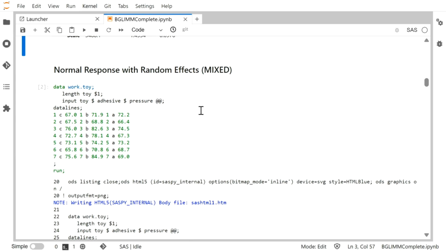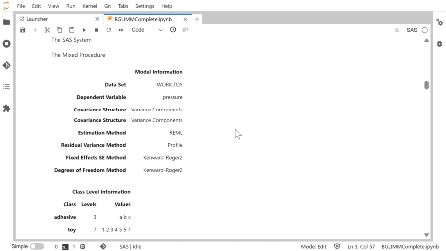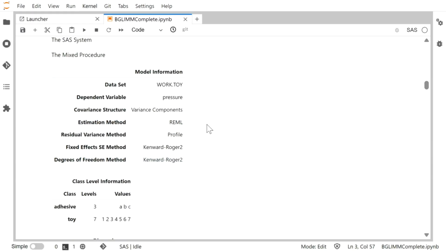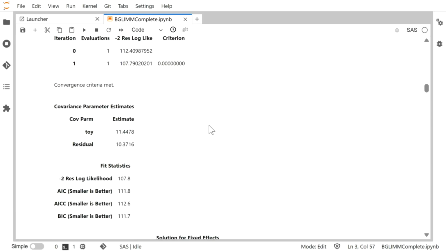So here's that toy data. Here's PROC mixed, what I would have run from PROC mixed. Here's all of the output. We're using REML inside of PROC mixed, running through all of that. This is output that you would have been used to. Look at this. Here's the variance estimates for the toy variability and the residual variability.